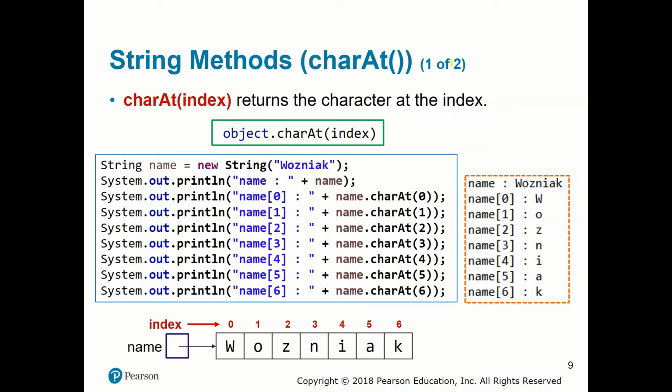The charAt method has one parameter, that is index. It returns the character at the index. So object name dot charAt and one index. The index is an integer.